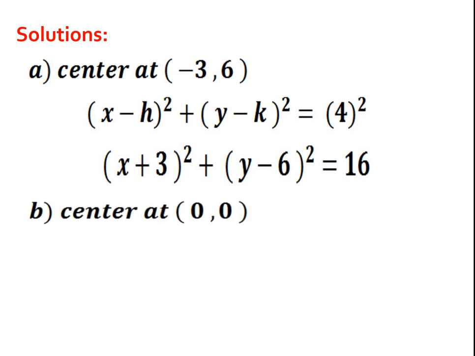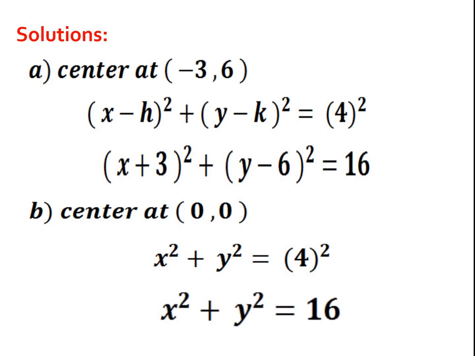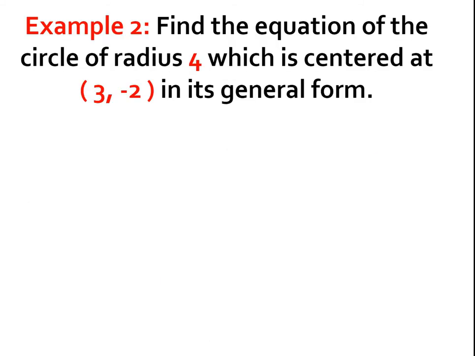How about center at 0, 0? So very easy. We're just going to have x squared plus y squared, and the radius 4, substitute it, so it will become x squared plus y squared equals 16. Okay, can you follow? Let's proceed.